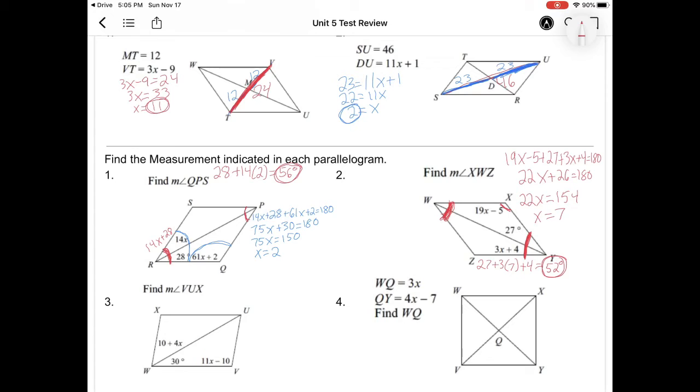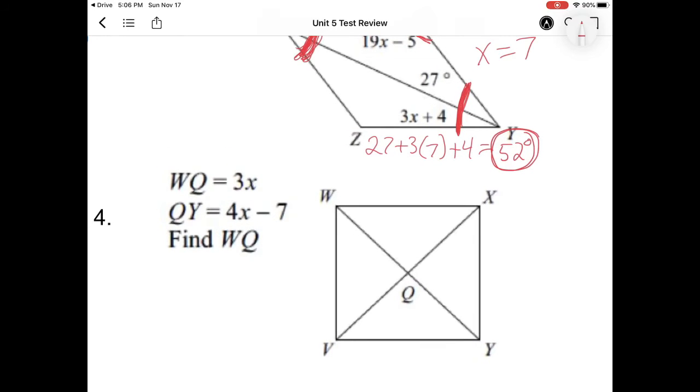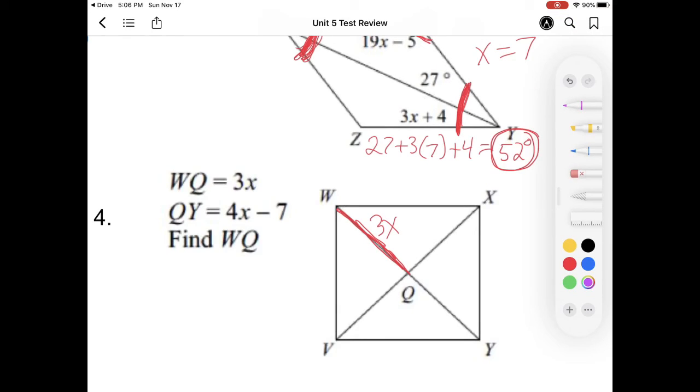Now 3 is very similar to what we just did, so we're going to skip to number 4. Number 4 tells us that WQ, which is here, is 3x. Then we have QY, which is here, as 4x minus 7. And it's asking us what measurement is WQ. So we have to find what x is.